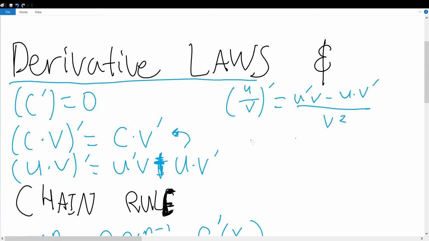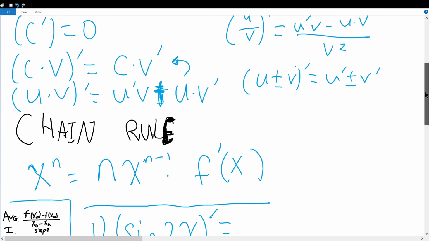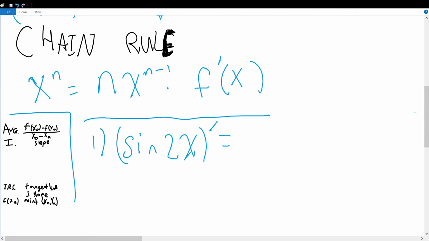And finally, addition and subtraction. So when two variables are added together and you take the derivative of that, it's just the derivative of those two variables added. So you just really have to memorize these laws for derivatives, and that's pretty much it. Now focusing on chain rule. Chain rule at first might seem like a complex subject, but it isn't really.